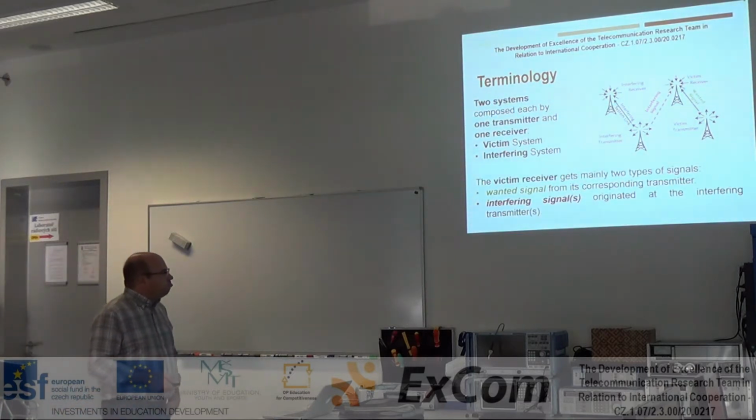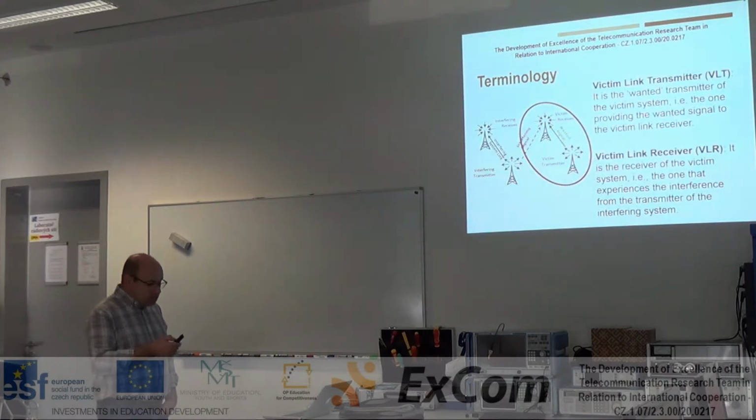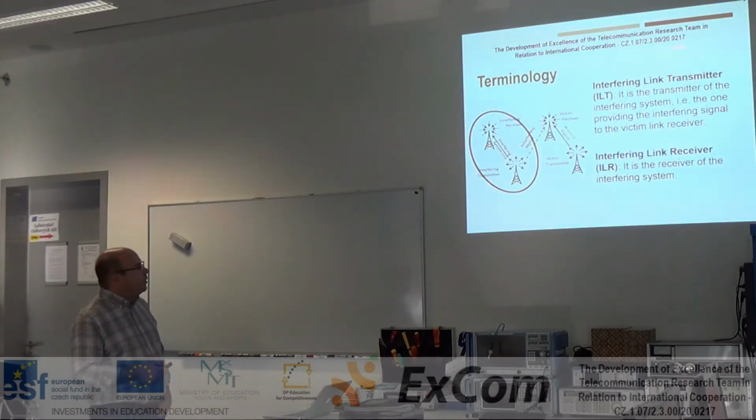So this is more or less the terminology that we are going to use. From the victim link we have the victim link transmitter that we call VLT, and the victim link receiver, VLR. Those terms will be in SEAMCAT, so you need to understand them. And finally we have the interfering link transmitter, this device here, and finally the interfering link receiver, which is here.